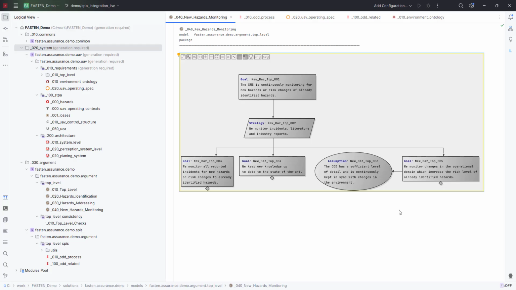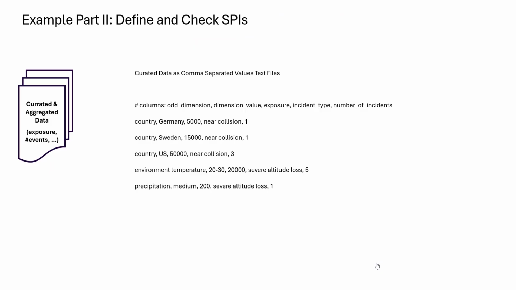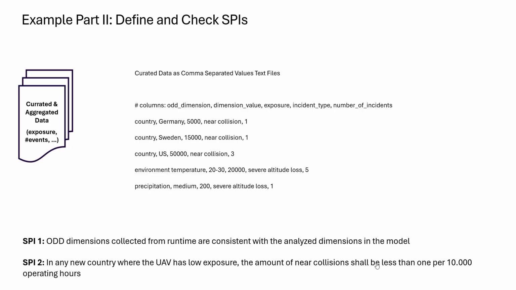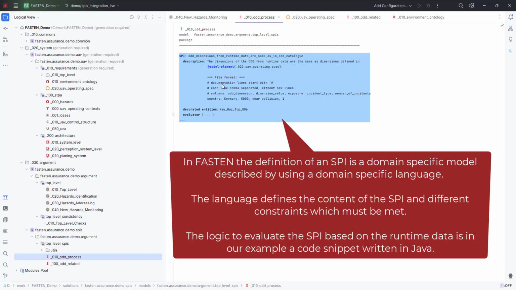One of the argument legs claims that the changes in the operational design domain are monitored for increased risk of already defined hazards. Potential SPIs associated to this claim are that the dimensions collected from runtime are already known and consistent with the analyzed dimensions in the model. Another SPI is that in any new country where the system has an exposure below a given threshold, there are no recorded incidents. We specify these two SPIs in FASTEN using a dedicated language construct.